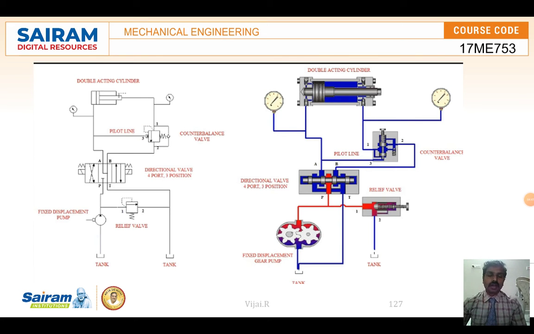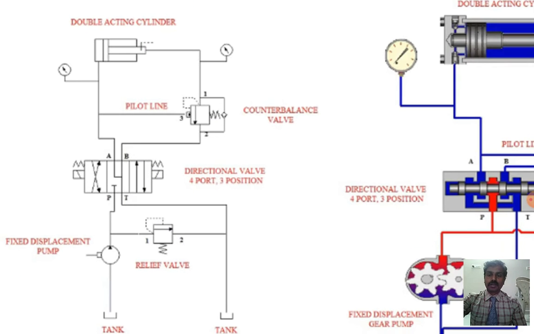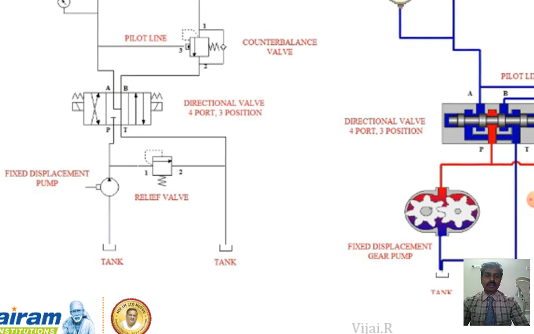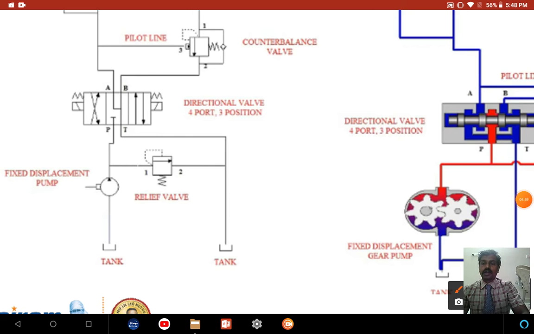And this is another hydraulic circuit. Here we can see the symbols: this is a tank, and it is connected with the port. This is the pump, and this is a relief valve and a direction control valve, just like the same. Here you can see a four-way valve with three positions. So position 1, position 2, position 3, these three positions we can make.